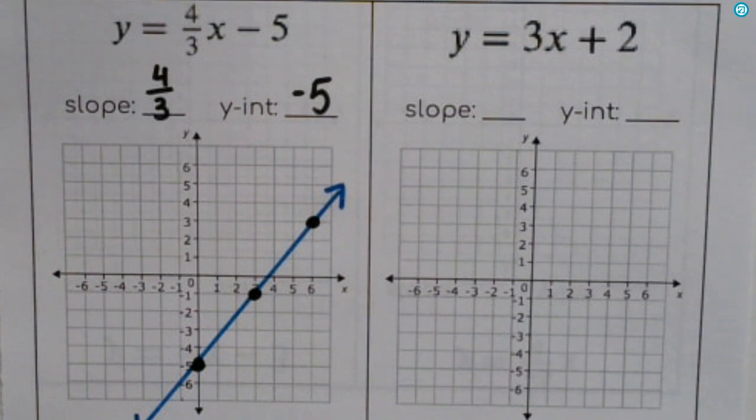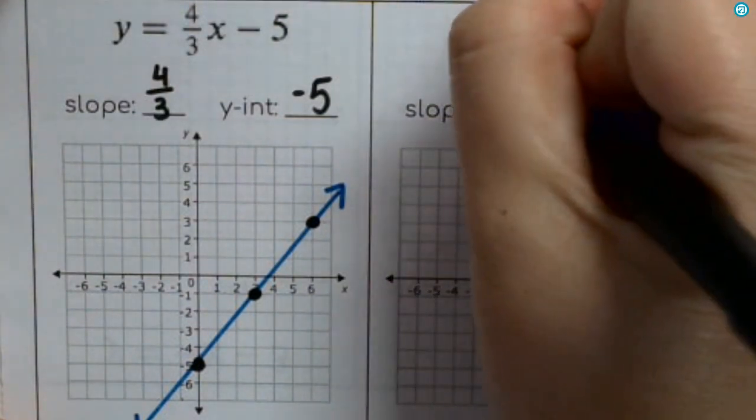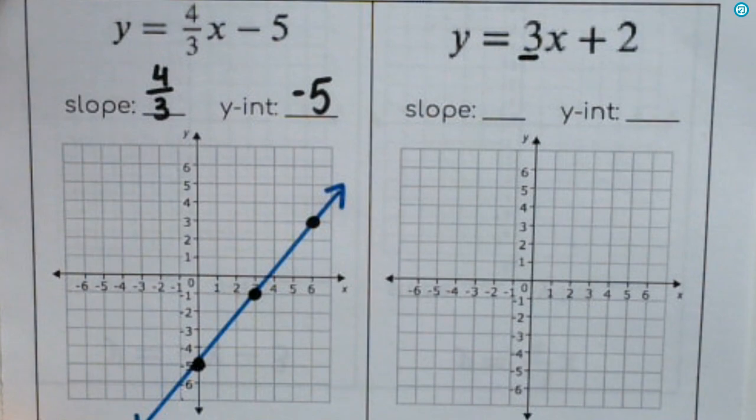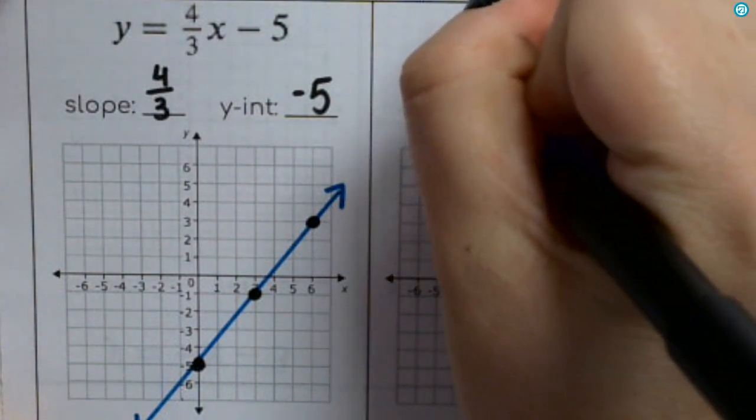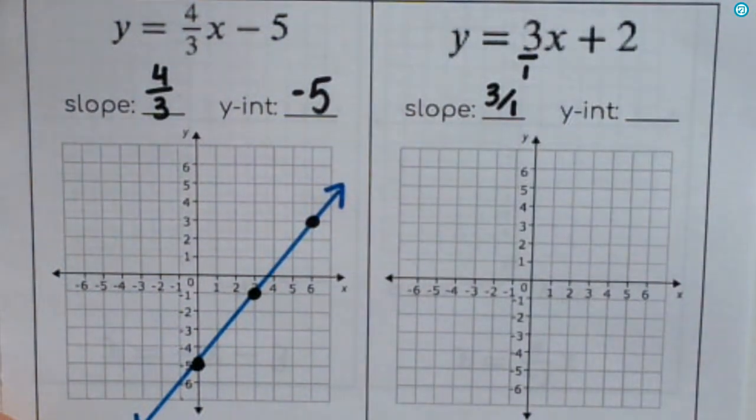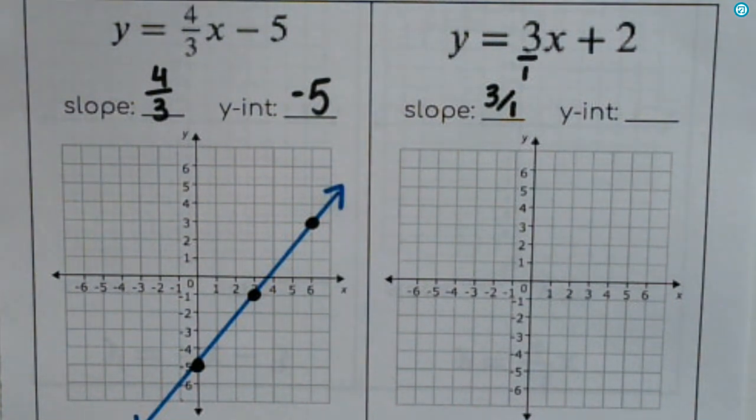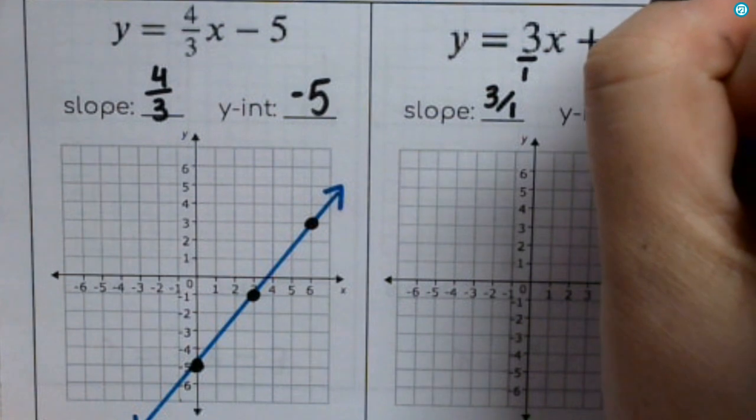Okay, the next one we've got on here is y equals 3x plus 2. First things first, what is my slope? 3. How can I make that slope a fraction? 3 over 1. So 3 over 1 is my slope. If you can write down 3 and remember that means we go up 3, right 1, great. But some people forget to go over 1 if they don't write it down. And then my y-intercept on this one is positive 2.